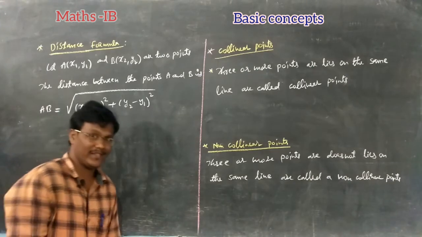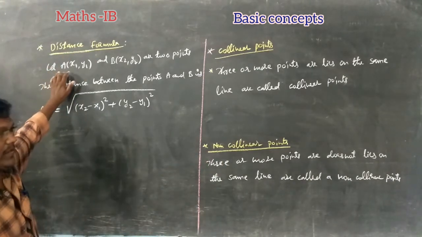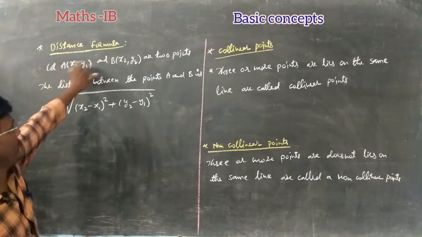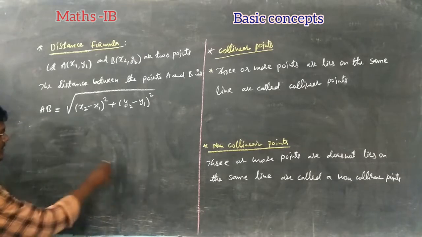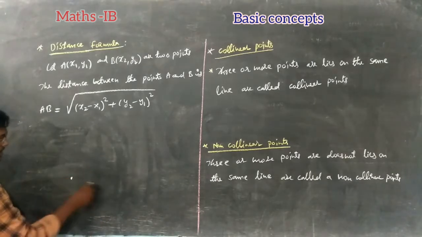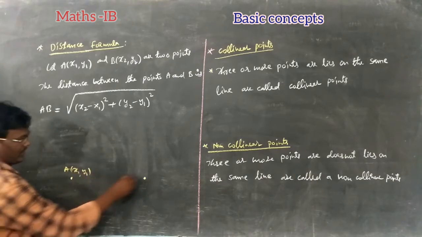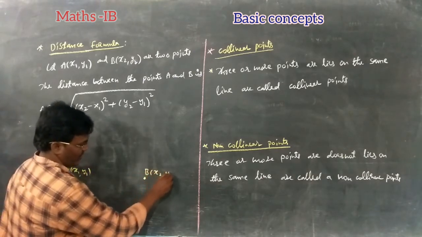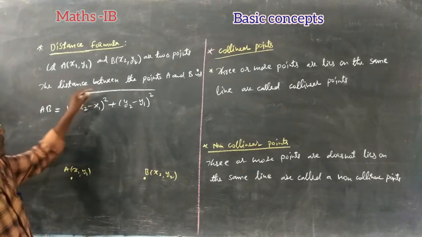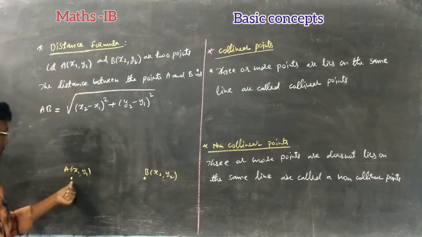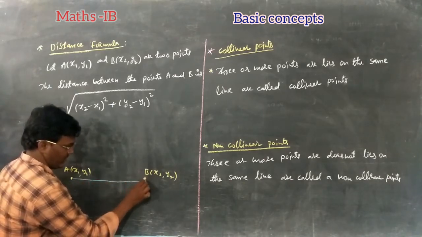Next we are discussing the distance formula and collinear, non-collinear points, and triangles. Now the distance formula. Let A of x1 comma y1 and B of x2 comma y2 be 2 points. I am taking points A and B. So A of x1, y1 and B of x2 comma y2. These are the 2 points. What I want to find is the distance between these 2 points. The distance means the length between these 2 points.